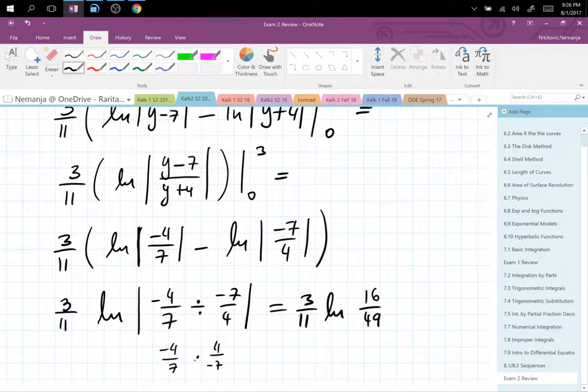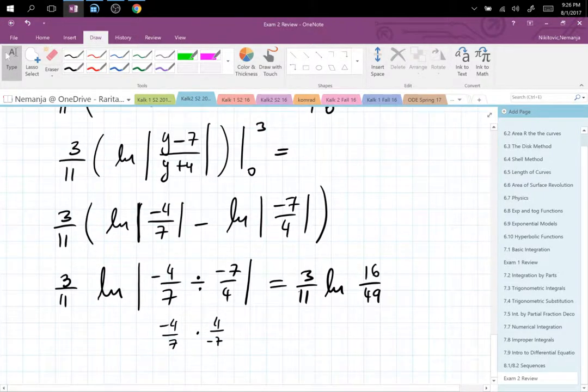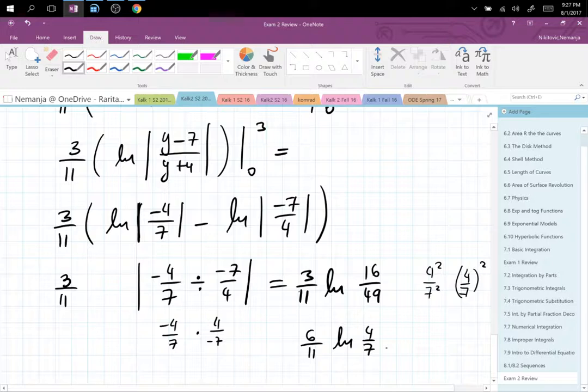Now, if you really want to do some mathematics gymnastics here, you realize that 16 is 4 squared and the one on the bottom is 7 squared, so altogether it is 4 over 7 everything squared, and then that square goes in front. This is called mathematics gymnastics, all right? So you write 16 as 4 squared, 49 is 7 squared, and then it's squared on the whole thing, and then that drops in front of ln.